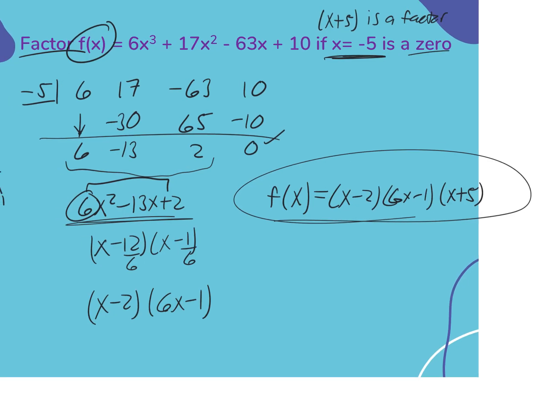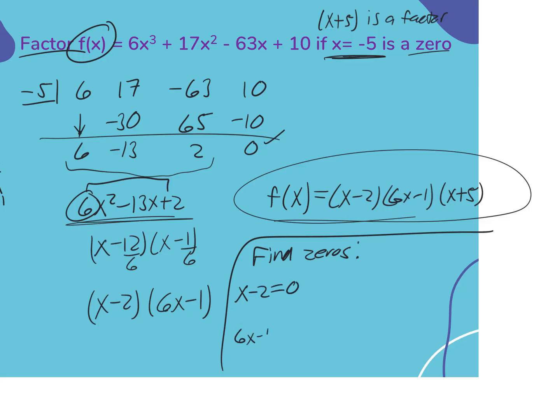Let's say I was asked to find the zeros, right? So let me do that down here. Find the zeros. From here, it's easy. All you have to do is take all of your factors and set them equal to 0. So x minus 2 equals 0, 6x minus 1 equals 0, and x plus 5 equals 0. We were given negative 5, so we don't have to do much there. And then we get x equals 2, and then we get x equals 1/6.